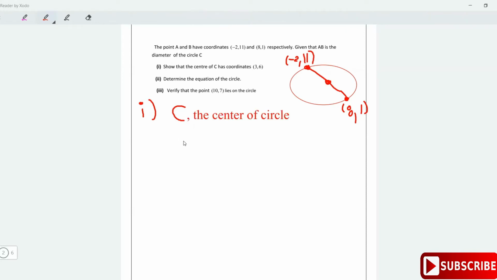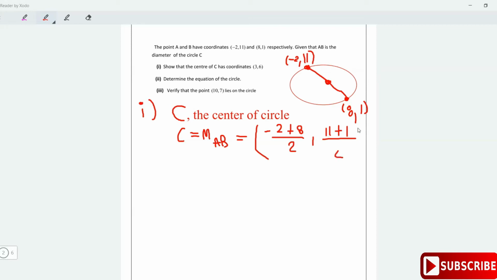So C, the center of the circle, is equal to the midpoint of AB. And the midpoint of AB is given by, to find the midpoint, it is (x1 plus x2) divided by 2. So it's -2 plus 8, divided by 2, comma. Then it's going to be (y1 plus y2) divided by 2. So it's going to be 11 plus 1 divided by 2.